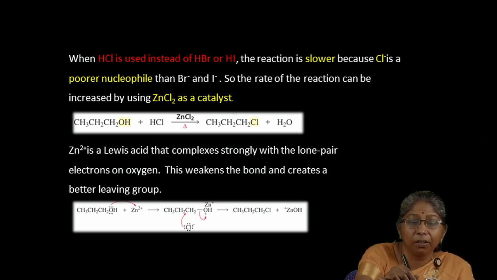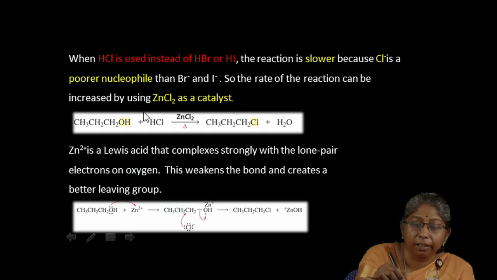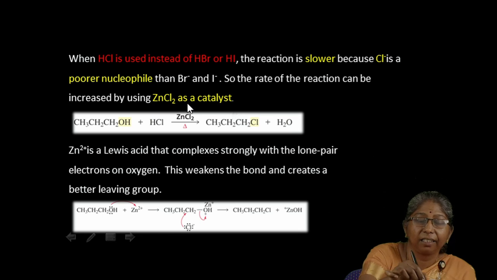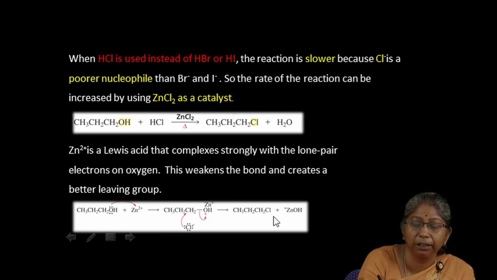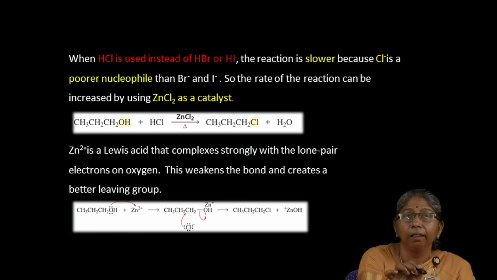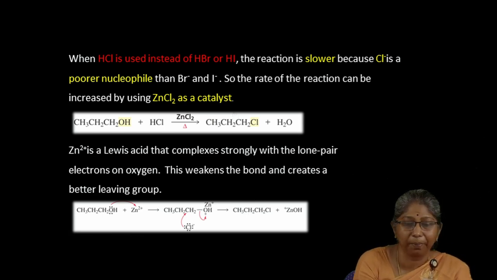Zinc chloride, being a Lewis acid, can accept electrons from oxygen, and it attaches to the oxygen atom. So Zn2+ attaches to the oxygen atom and makes the oxygen positive, or makes the bond weaker, and so the leaving group, a zinc chlorohydroxide ion, is removed, and the product is obtained. Okay, so in the case of HCl, we need a catalyst for primary alcohol.